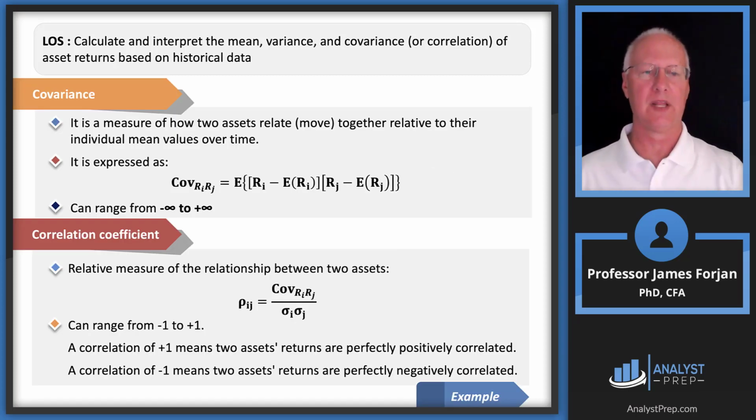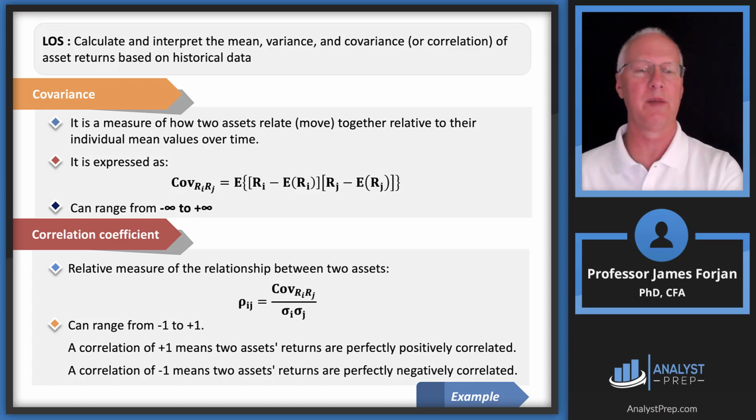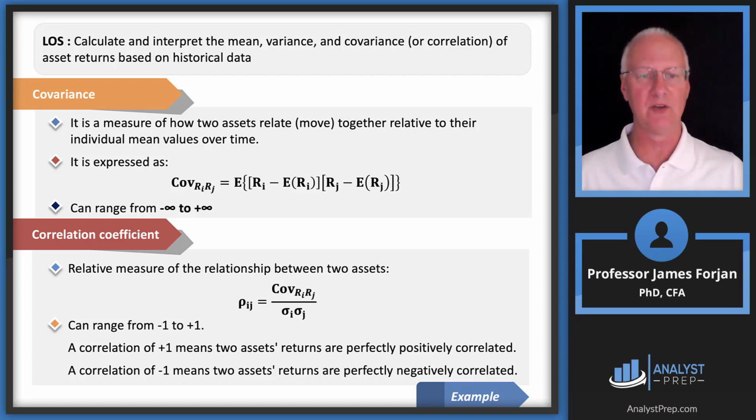Now, one of the fascinating things about covariance is that it can be almost any number. It could be minus 642, it could be 0.23, or it could be a positive 6 billion. And so notice what we have on that third diamond point there. It can range from minus infinity to positive infinity.